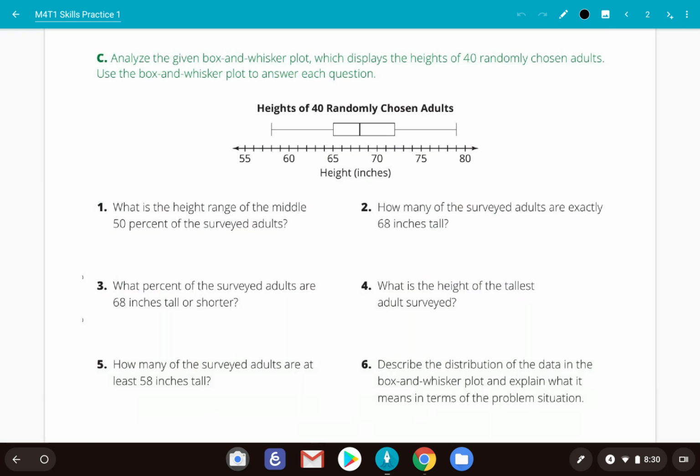For part C, we're going to analyze this box and whisker plot. It's heights of 40 randomly chosen adults. So if we look here, our heights look like they range from 58 all the way up to 79. So it says, what is the height range of the middle 50%? That's going to be inside the box. The middle 50% goes from 65 to 72.